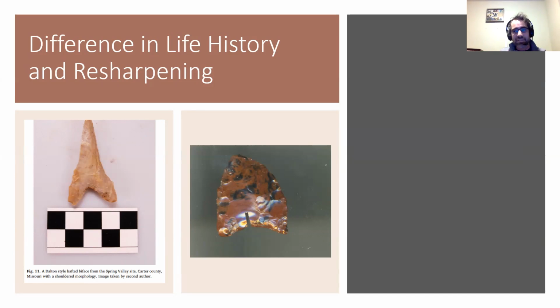That shouldered appearance would stop the Dalton point from penetrating the animal as deeply. There could have been a lot of other explanations for this, but the trend is there that you do see this decrease or increase in HBW as you go through time from Clovis to Gainey to Dalton.